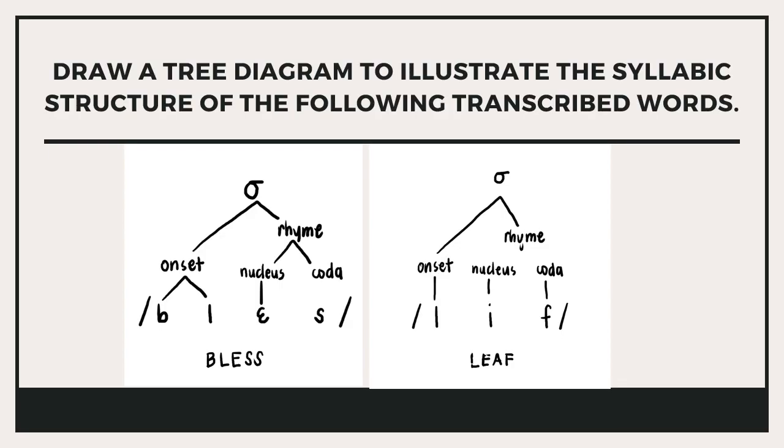For the first word, we have bless. So again, only one syllable, so only one tree diagram. So our onset, we have the phoneme B, the phoneme L. Our nucleus, which is our vowel sound, is represented by the symbol epsilon for e, and our coda or our final consonant sound that comes after the nucleus, we have the phoneme S. Next, for the word leaf, again, there is only one syllable, so our onset is the phoneme L. Our nucleus is represented by the symbol for long I sound, and our coda is represented by the phoneme F.